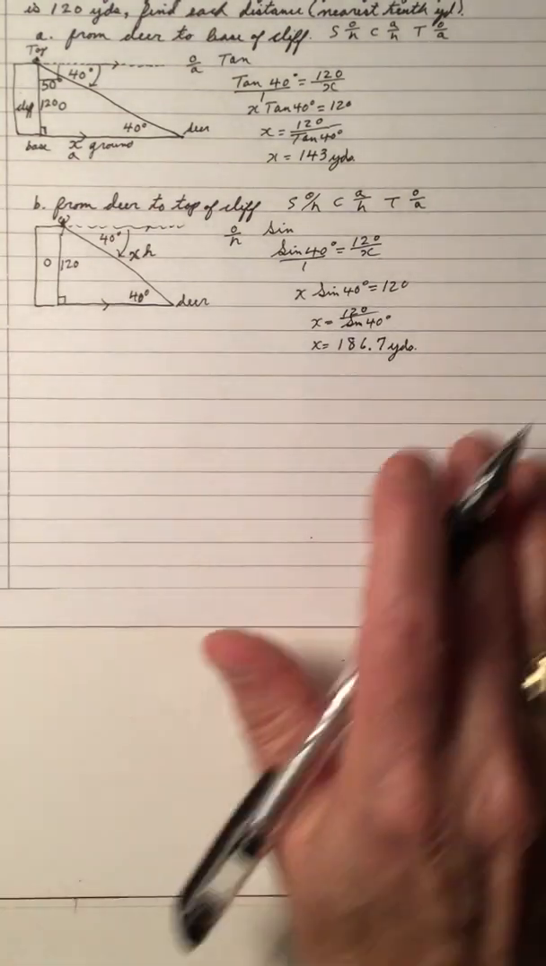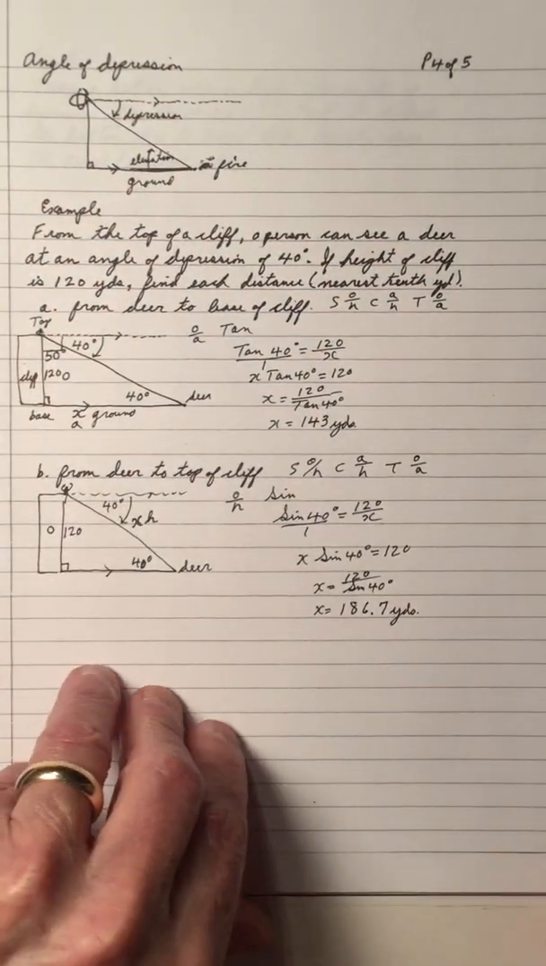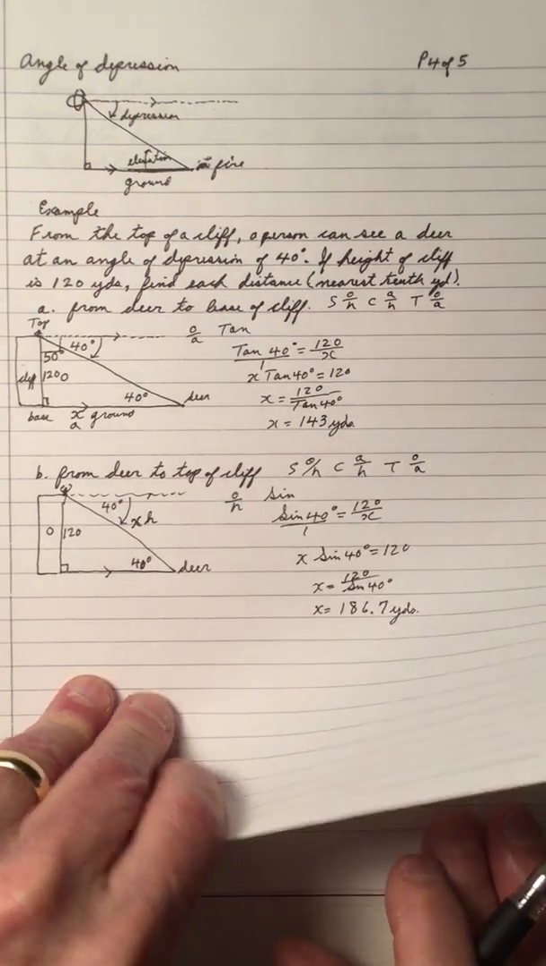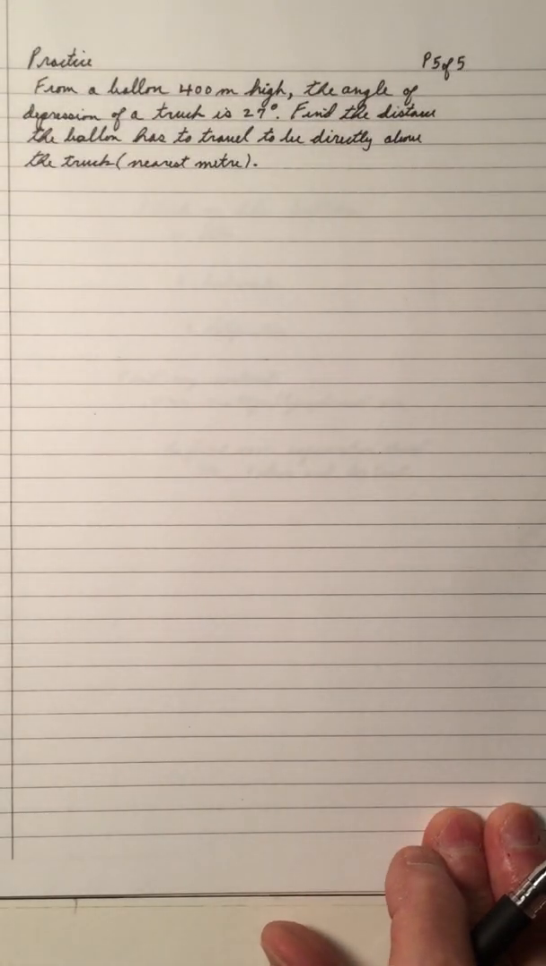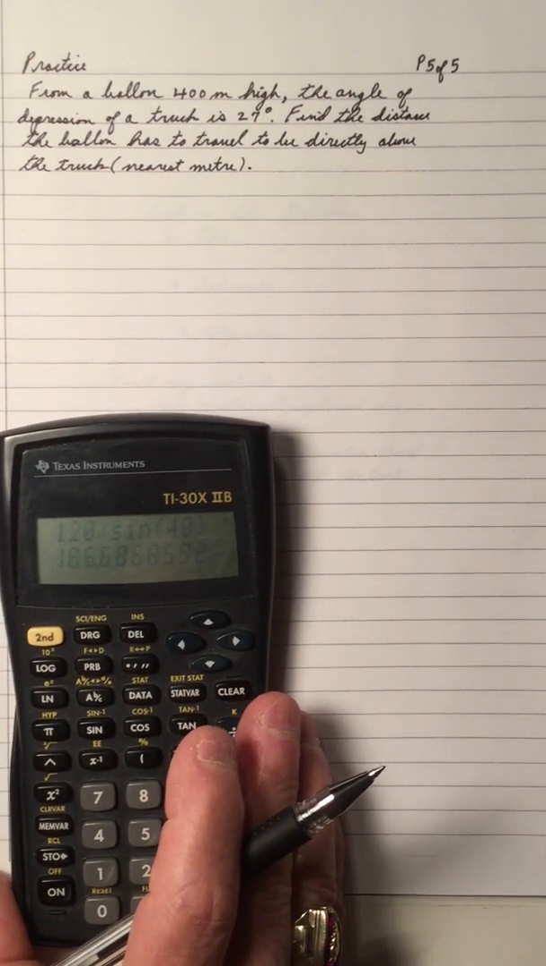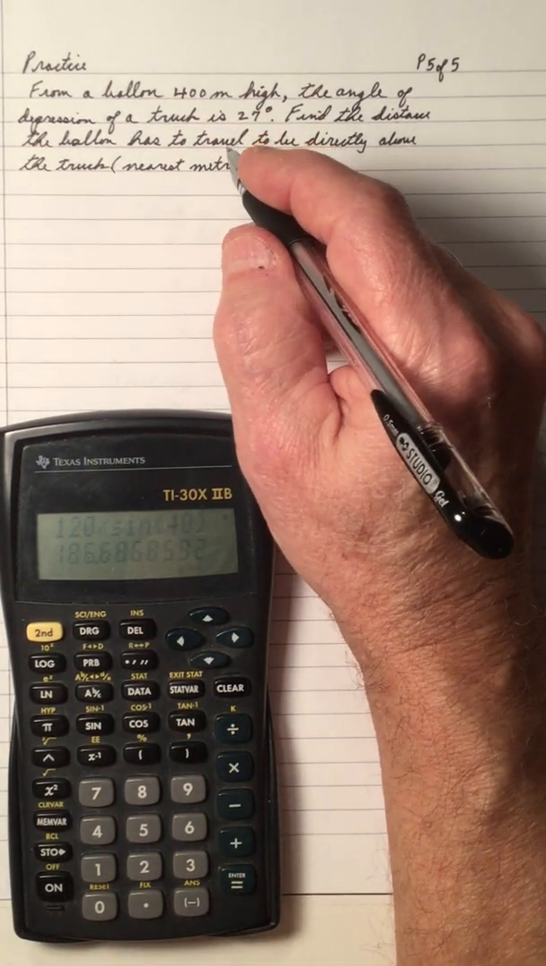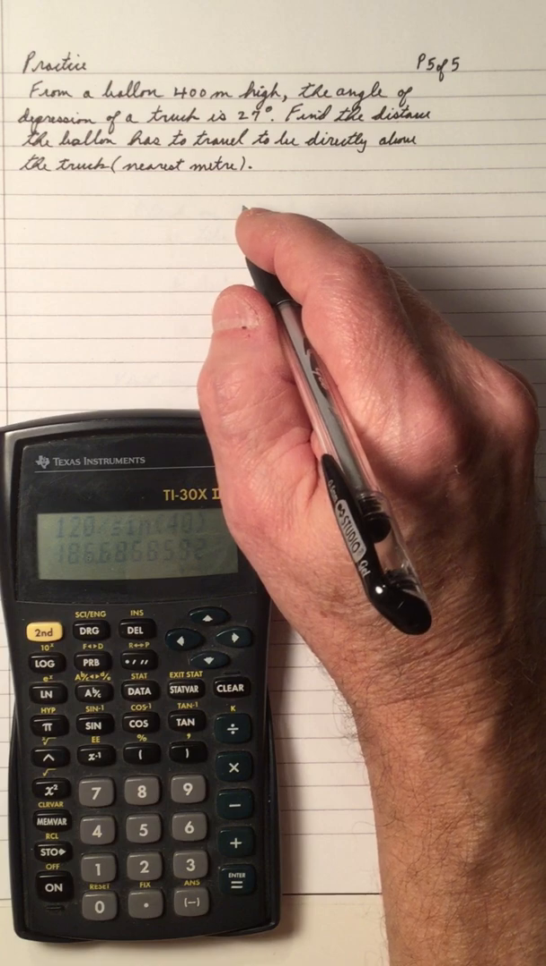So, we have these done. Now let's go to the next sheet and do some examples. We have one problem here on the angle of depression. Bring the calculator back in, practice. So again, pause the video, work out this problem, and press playback to see if you're right.